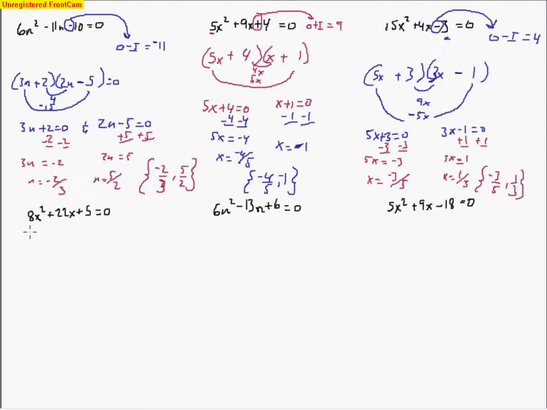Alright, so on this next one, we're going to take a look at the sign of that last term, and it's a positive here, and that tells us that we have to add the outside and inside terms, and when we add those together, we end up with 22x. So since 5 is a prime number, we're going to start with that as our first two terms that we'll put inside the parentheses. 1 times 5 are the only numbers that multiply to make 5. We also know the signs.